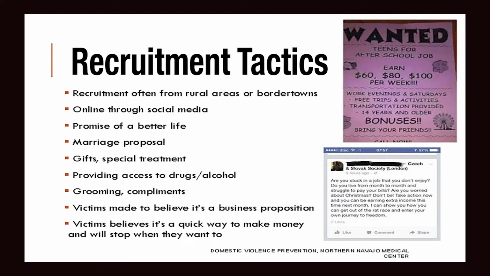And then as you can see on the top of the screen, the wanted sign, it's asking teens for an after-school job. It mentions that you can earn up to $100 per week. You can see that there's no real job description or job title in the posting. It also mentions working evenings and Saturdays, as well as free trips and activities. Transportation is provided, and it's looking for people who are 14 years and older. It's also encouraging individuals to bring their friends as well. So things like this can be very sketchy, and it doesn't really seem legitimate. So these are the types of things that you would really need to steer away from.